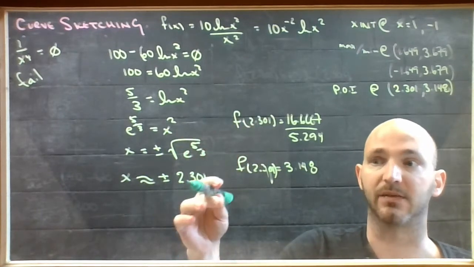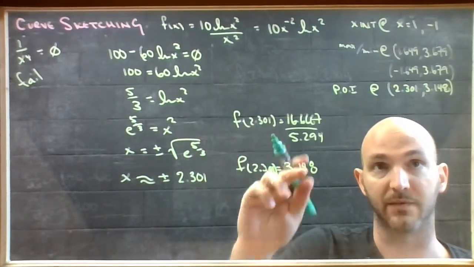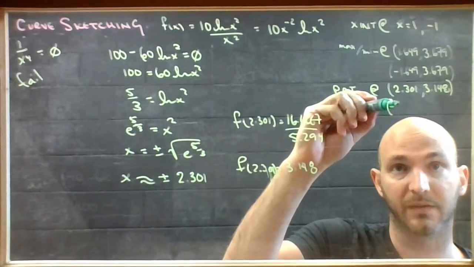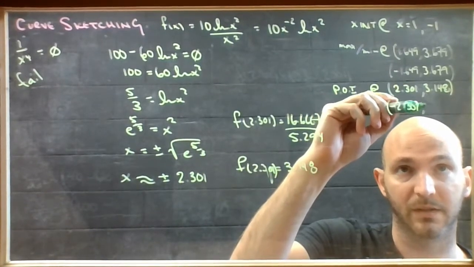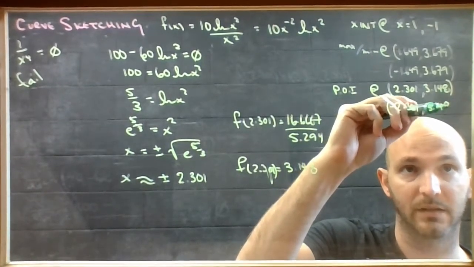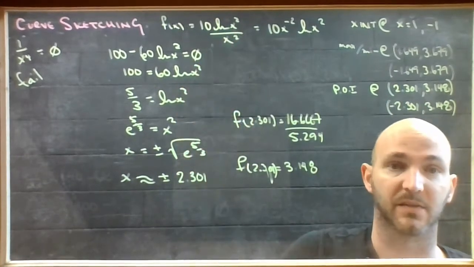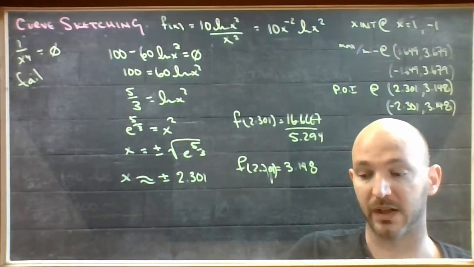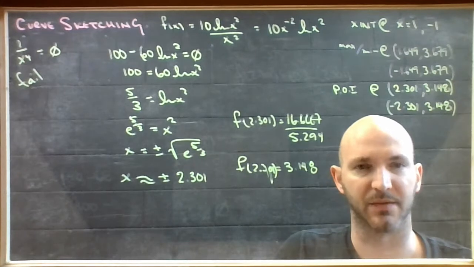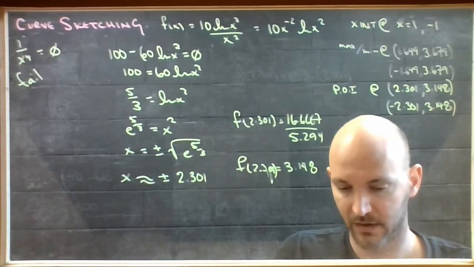again and again in this function, that you end up with the same y values. So negative 2.301, 3.148. And that's because both of the x's are squared, so it doesn't matter what number you put in, whether it's positive or negative, it comes out the same answer.